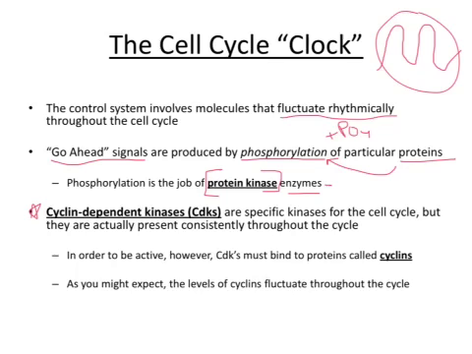CDKs are there all the time, but in order for them to get activated, they have to bind to a protein called cyclin, hence the name, right? Cyclin-dependent kinase. So the only time that they actually show kinase enzymatic activity is when there is cyclin around. So we call them cyclin-dependent. And as you might guess by their name, the level of cyclins does fluctuate as we move through the cell cycle.